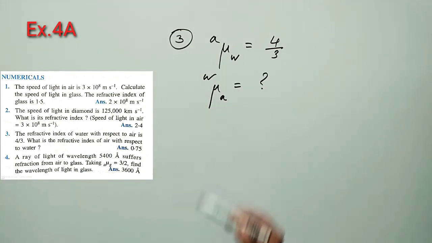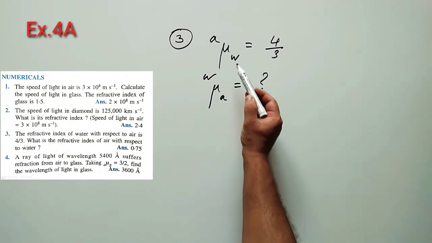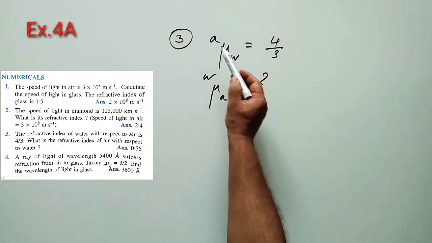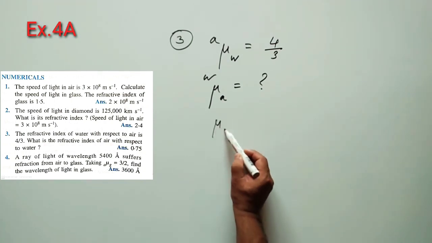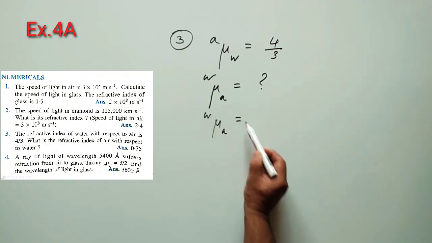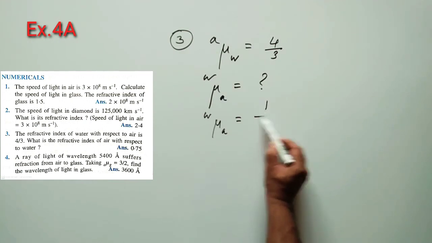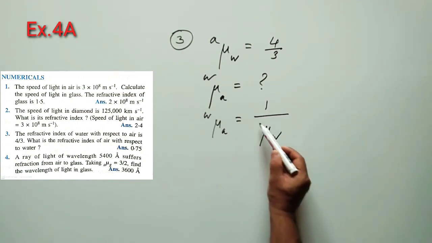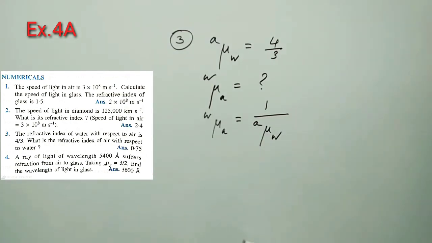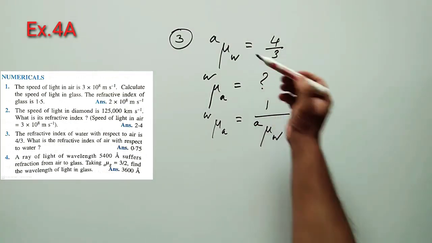So what is its value? That we have to calculate over here. So we know the formula when refractive index of water with respect to air is given. What is the refractive index of air with respect to water? Very simple. Reciprocal of 1 by refractive index of water with respect to air. Clear? Just take the reciprocal of the given quantity.